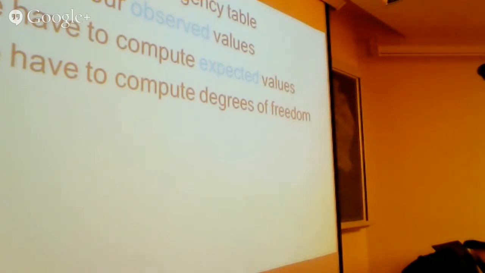Okay, and then we compute the expected values, and the expectations are based upon if the numbers were to splay in a universe in which there was no relationship between the variables. In other words, if they were to be randomly allocated to each of the cells, what would we expect to see? And then we compute the degrees of freedom. Remember the formula for that? It's the rows minus 1 times the columns minus 1. Very simple with input numbers.